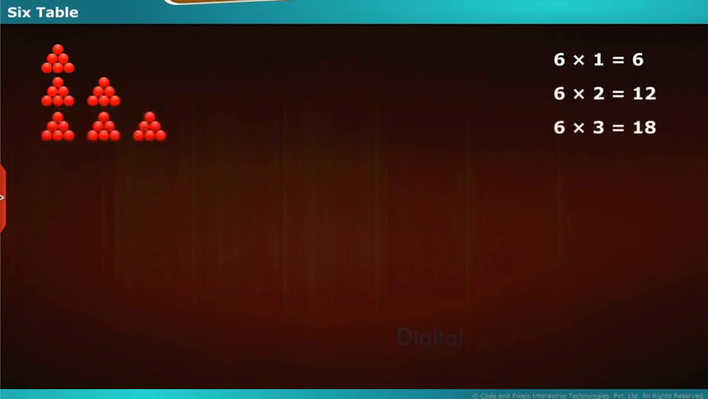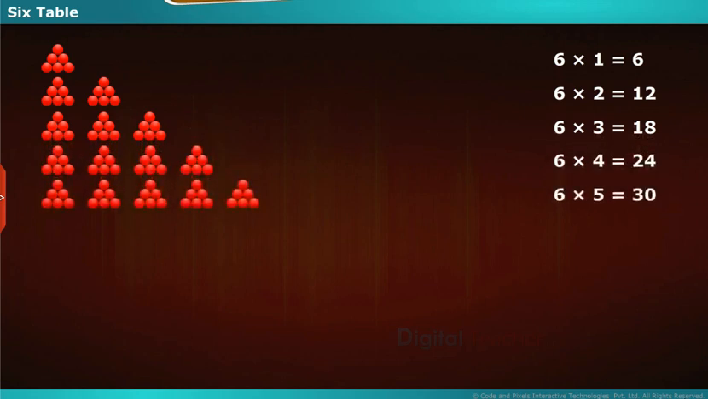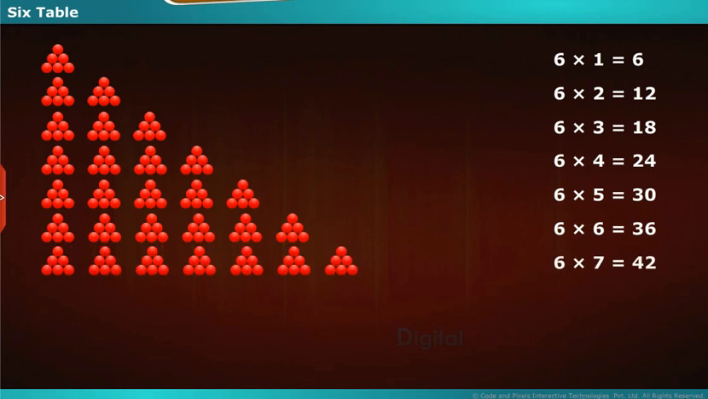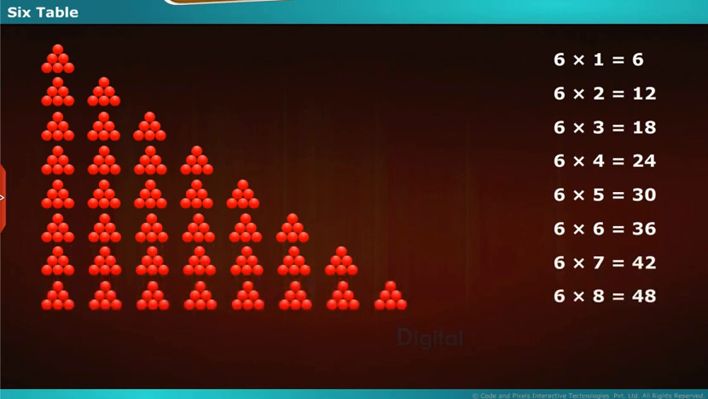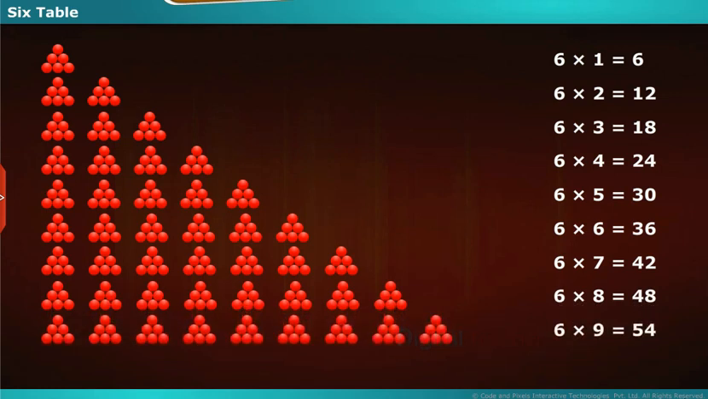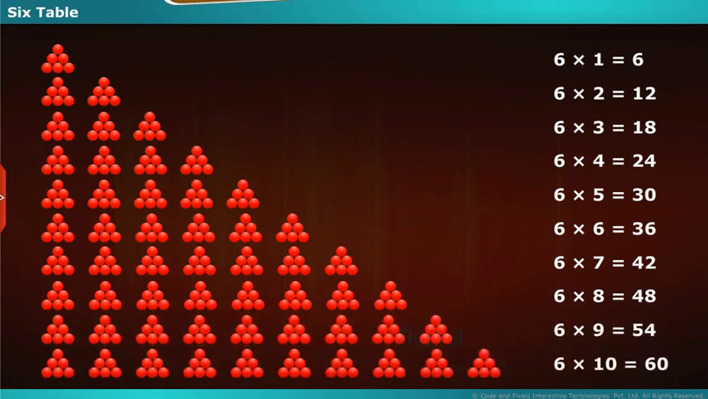Here we look at 6 table. 6 times 1 is 6. 6 times 2 is 12. 6 times 3 is 18. 6 times 4 is 24. 6 times 5 is 30. 6 times 6 is 36. 6 times 7 is 42. 6 times 8 is 48. 6 times 9 is 54. 6 times 10 is 60.